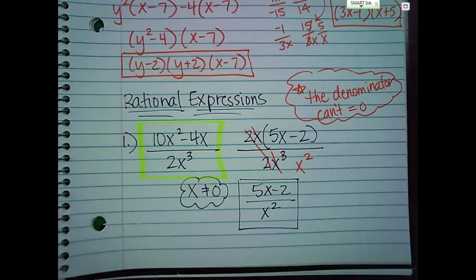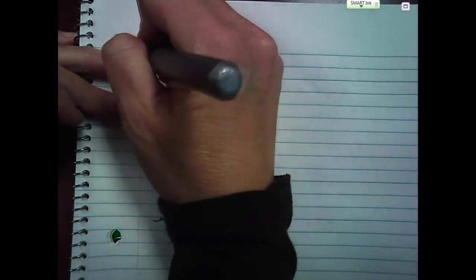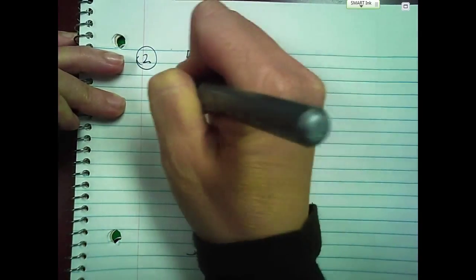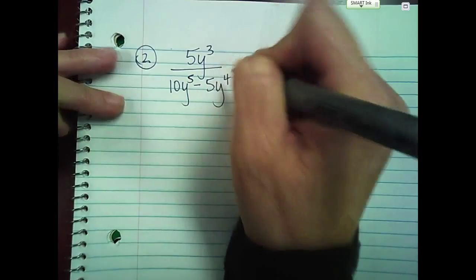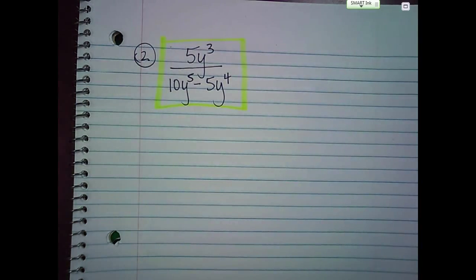There you go. Number 2. Okay, let's do 5y cubed over 10y to the 5th minus 5y to the 4th. Again, some of you may notice 5 goes out of everything, but sometimes it's hard to find the zeros if you don't factor then cancel. Okay, so let's factor, find zeros, then cancel.